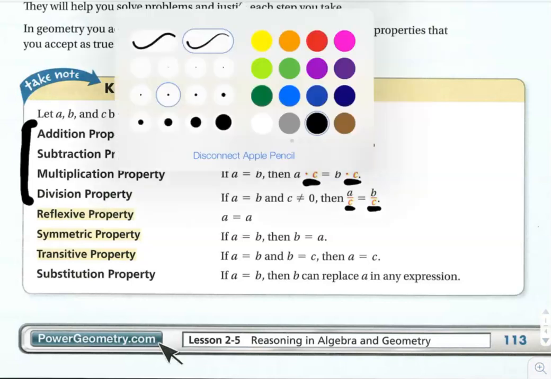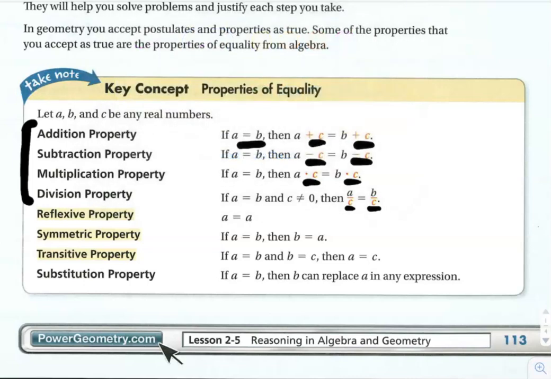The reflexive property is basically restating that if I have some quantity or some variable, it is equal to itself. It doesn't seem like that would be all that useful, but you will see how that's useful in the future. Symmetric property: if I have an equation A equals B, I can swap the order and say that B equals A. And then the transitive property, kind of an extension of the symmetric property.